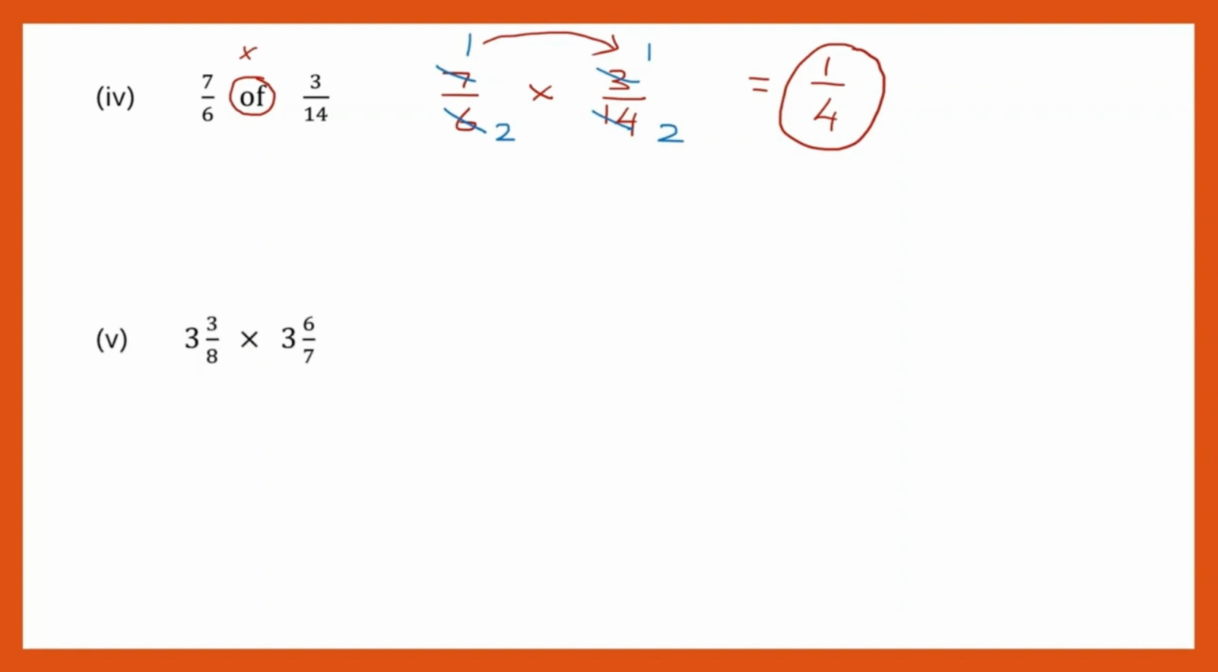Question 5. Here we have two mixed numbers. So first step is converting them. So let's convert 3 by 8. 8 threes are 24 plus 3, 27 by 8 into 7 threes are 21 plus 6 is 27 by 7. So we have two fractions here. Is there anything that we can cancel? If you look carefully and see, we cannot cancel anything. So in that case, we simply multiply the numerators and we multiply the denominators.